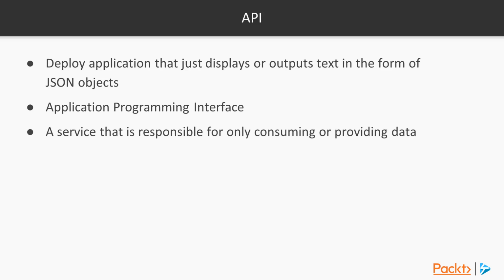We don't have a graphical user interface for this application like the one we used to deploy using WordPress. Rather, we are going to deploy an application that just displays or just outputs text in the form of JSON objects. This is called an API, or an Application Programming Interface. If you have been working in web development for any length of time, you will surely have met this term before. It is just a service that is only responsible for consuming or providing data.